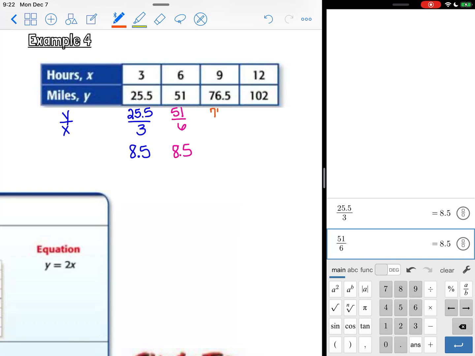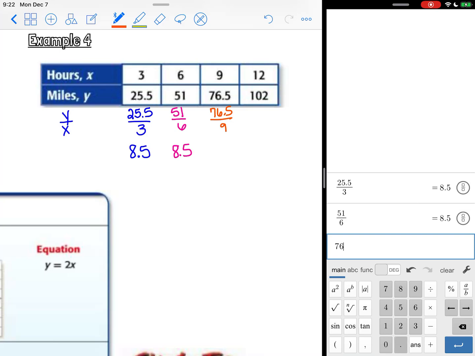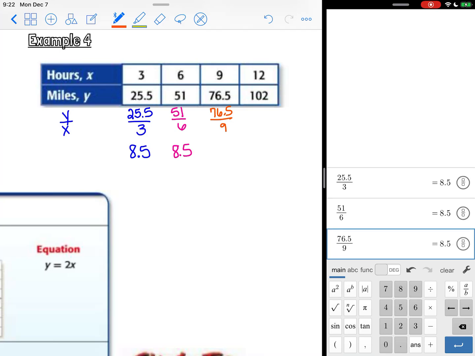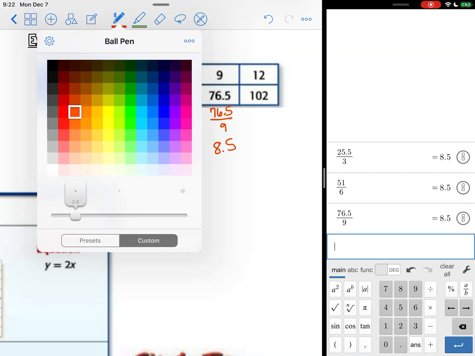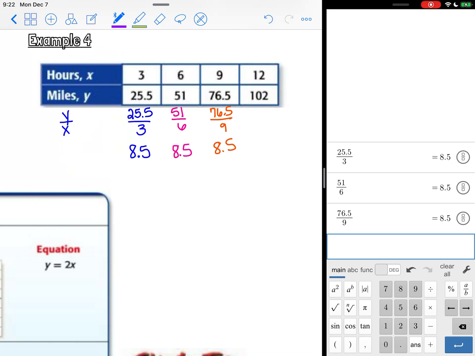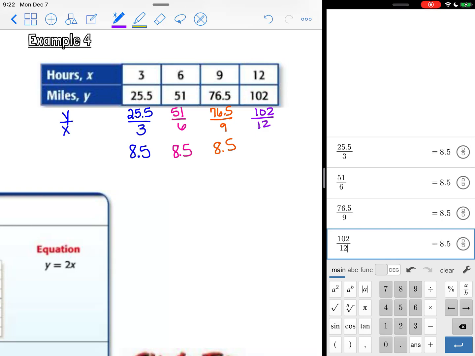All right, so 76.5 divided by 9. Also 8.5, so we've got one more, and we have to make sure that we check it, because this one could be different, and that would mess it up. All right, so this is 102 divided by 12. And it's also 8.5.